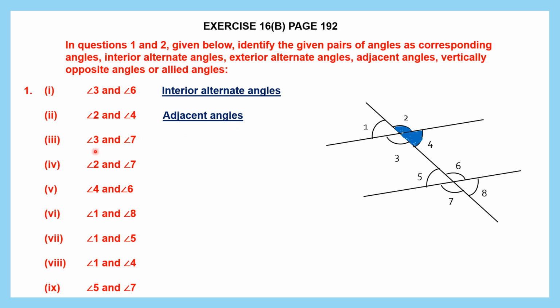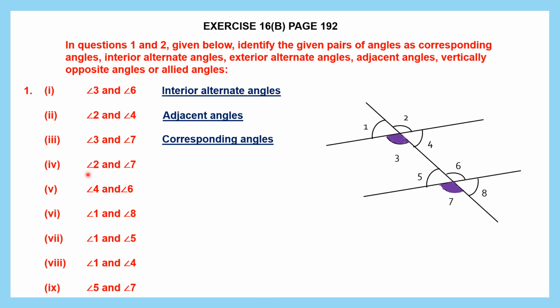Let's look at angles 3 and 7. So we have angle 3 here and angle 7 here. What angles are those? So these two angles 3 and 7, as you can see, they are on the same side, isn't it? They both are on the same side, but one is inside this and one is outside. So angles that are on the same side but one in and one out are called corresponding angles. So they are called corresponding angles, angles 3 and 7.